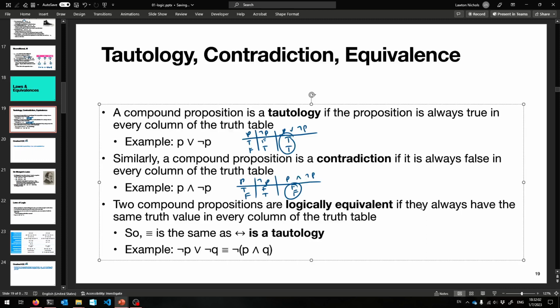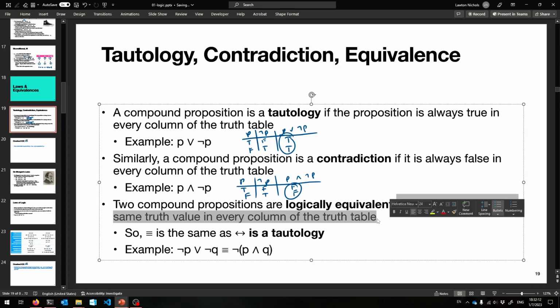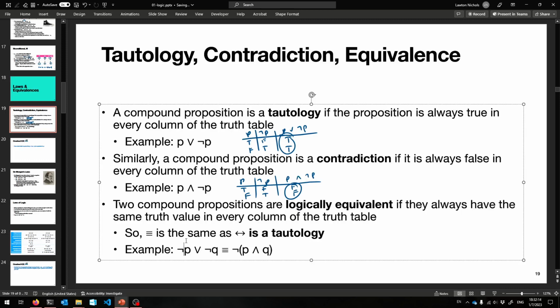And then finally, you have logical equivalence. Two propositions are logically equivalent if they always have the same truth value. Either they're both false or they're both true in every column, right? So if you're trying to check if two things are equivalent, it's the same as checking if their biconditional is a tautology. And I'll tell you what that means in a second.